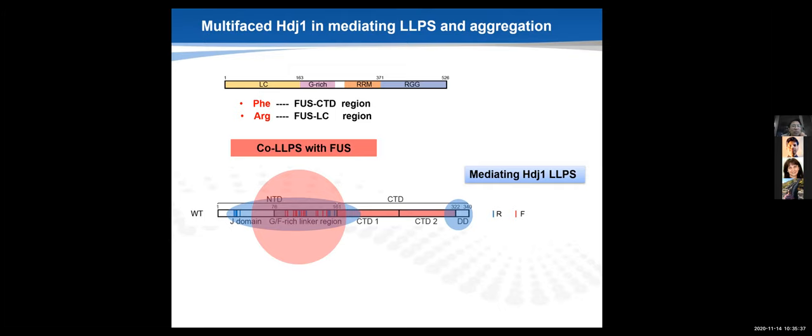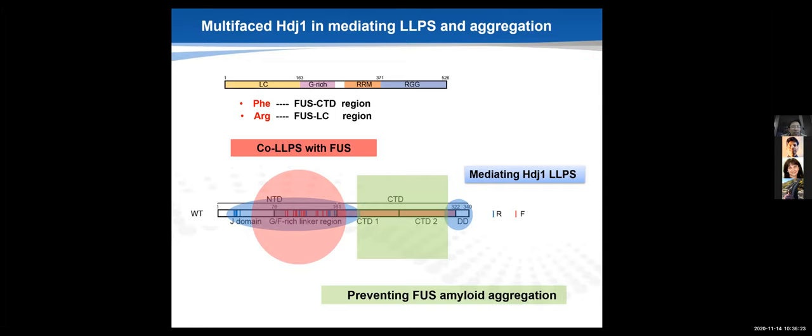For the FUS low complexity domain, NTD, HSP40 dominantly uses its arginine to interact. It makes sense because the low complexity domain is highly enriched in phenylalanine or aromatic residues. So arginine can form pi-cation interactions with the low complexity domain to interact with it and co-phase separate. And for the FUS CTD, which is enriched in RGG rich motifs, in this case, HSP40 uses multiple phenylalanines to form pi-cation interactions and co-phase separate with its CTD.